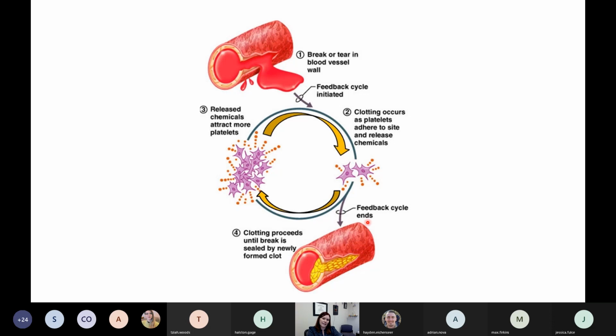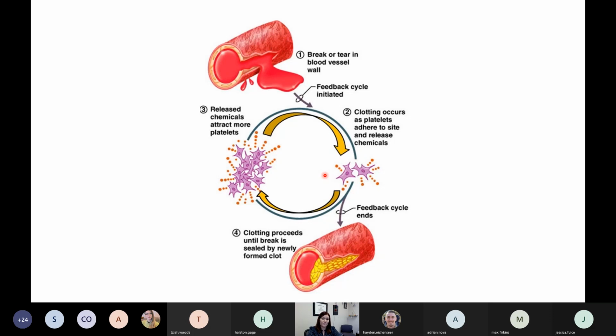Can we think of a reason why it might not be good for this to be happening forever? Why might it not be good for platelets to keep coming over and exploding for all time, forever and ever? Any ideas?